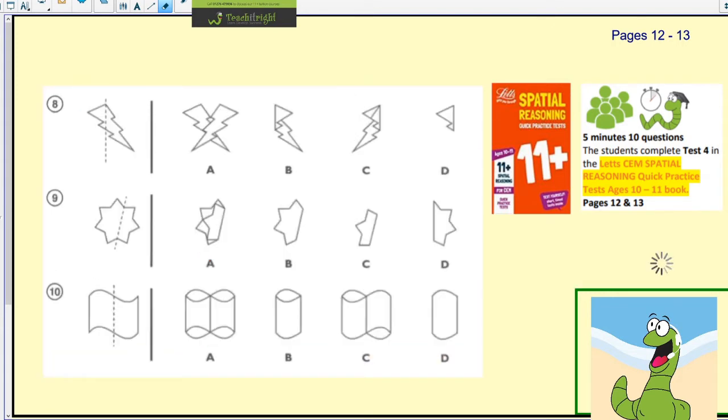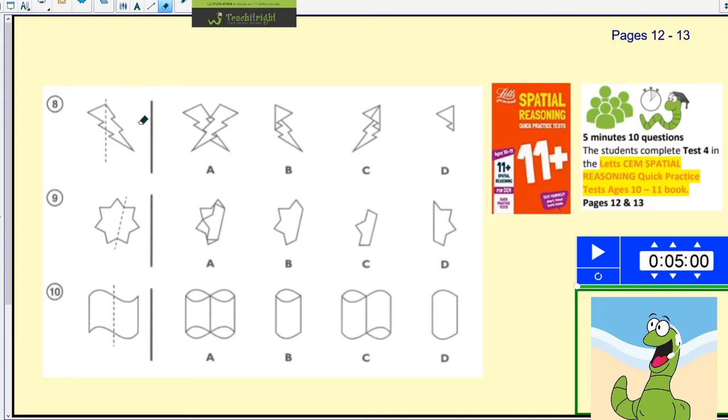Right, let's look at question 8. Ooh, bit of an interesting one. So we're either going to end up with the right-hand side folding over, giving us a thunderbolt that folds back on itself, or we're going to have a thunderbolt going to the right-hand side. Let's have a look and see what we could end up with.